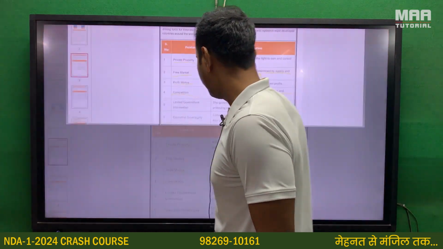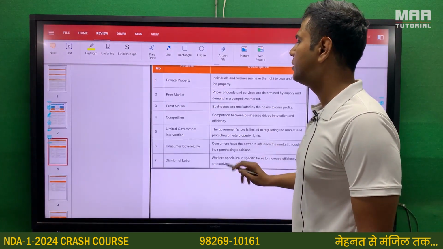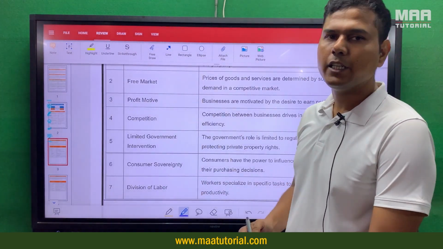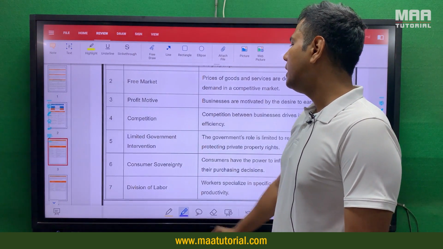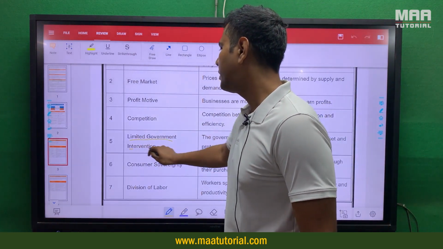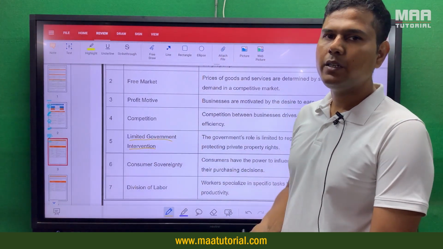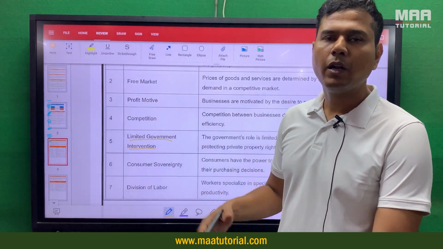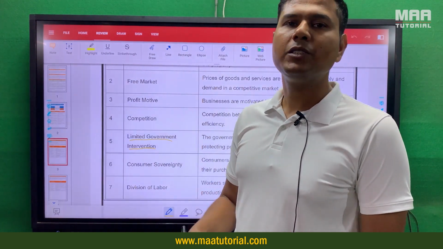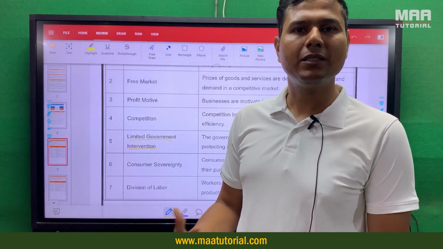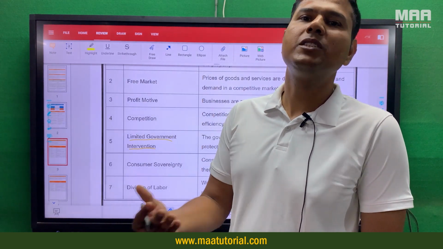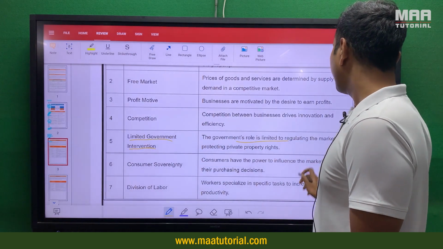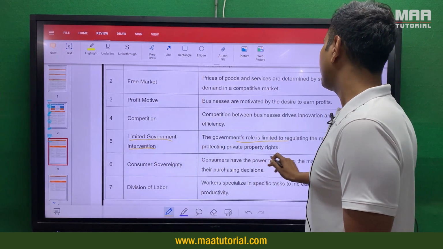Let's move ahead further and discuss a few other aspects of this kind of economy. So let's study other key aspects of capitalistic economy. Limited government intervention. See, the idea is government would interfere the least. Government would not guide an entrepreneur on what he should produce, what he must invest in, what price he must keep for his product. So the idea is government's role is limited: regulating the market and protecting the private property.